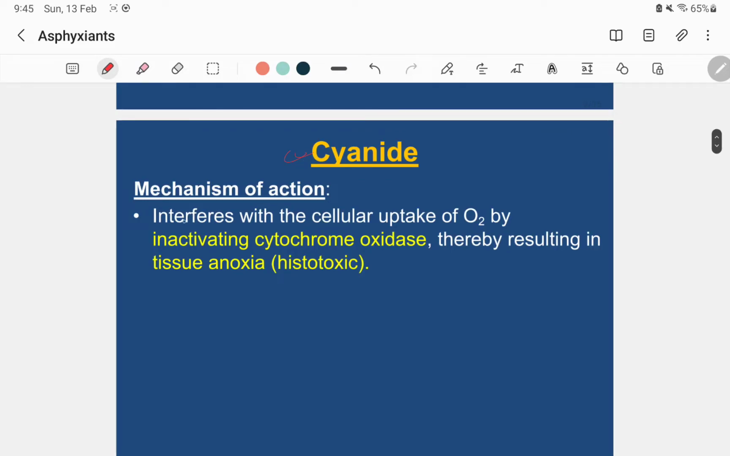Now the mechanism of action of cyanide, which is very important. It interferes with the cellular uptake of oxygen by inactivating cytochrome oxidase, as you have already studied in the respiratory system paper. Cytochrome oxidase is very important in mitochondrial respiration. Inactivating it results in tissue anoxia, which is also known as histotoxic.